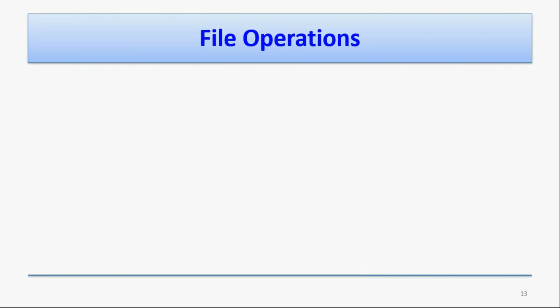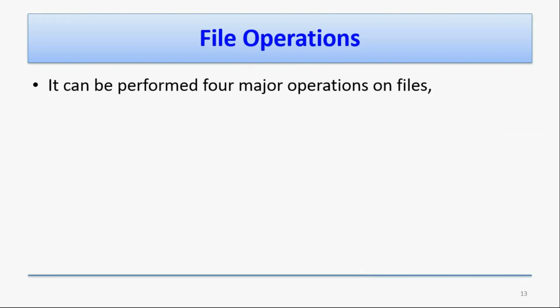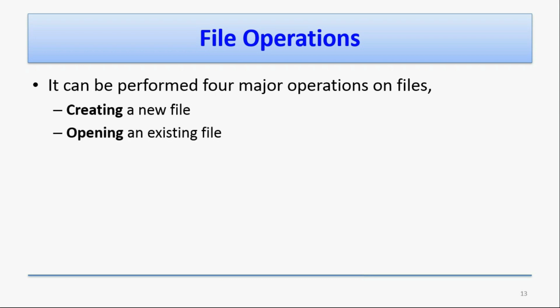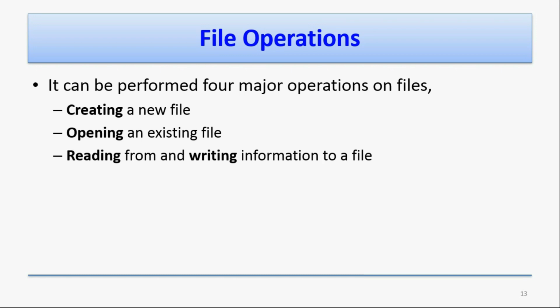Okay, next one is, what are the file operations? Four major operations can be performed on files. It may be a text file or a binary file. The first one is creating a file, right? So first of all we have to create a file. Then the next one is opening an existing file. That means once you create the file, then you can open the created file. Then we can read the content of the existing file, or we can write some information or content to the file.